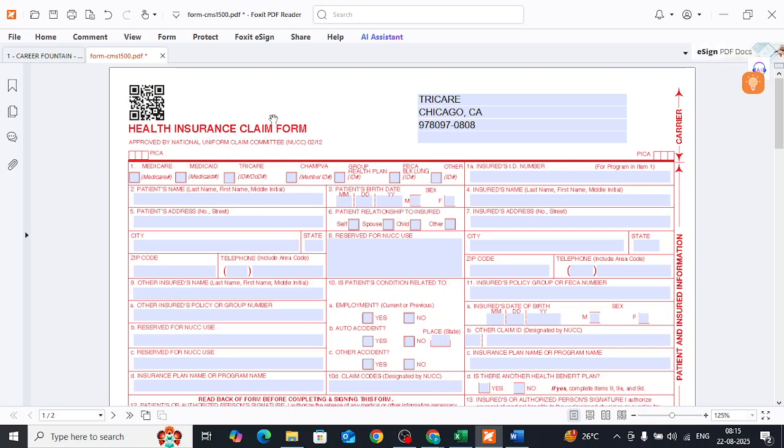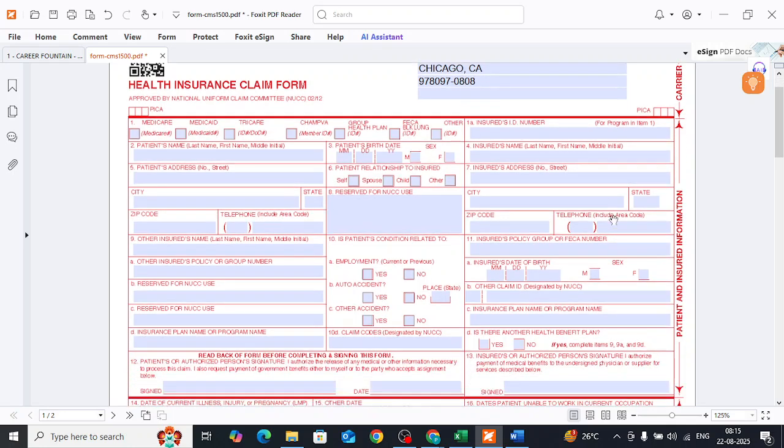There are charges for claim forms: $4 to $5 for an electronic claim form, and $18 to $20 for a paper claim form. Let's see the next portion, the patient and insured information.